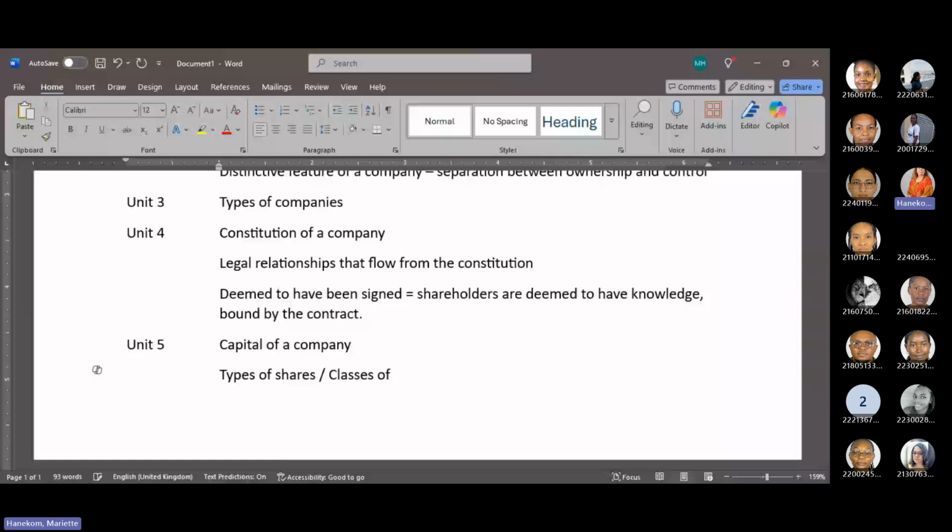Have a very good look at preference shares. There is quite a lot of information about preference shares there. Make sure you understand that. What is meant when we say preference shares are cumulative?